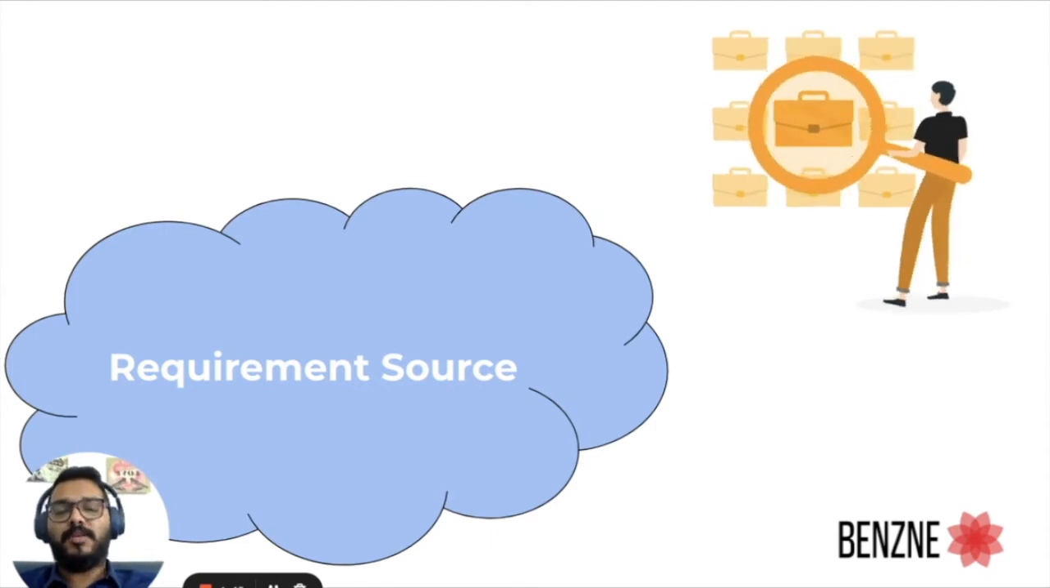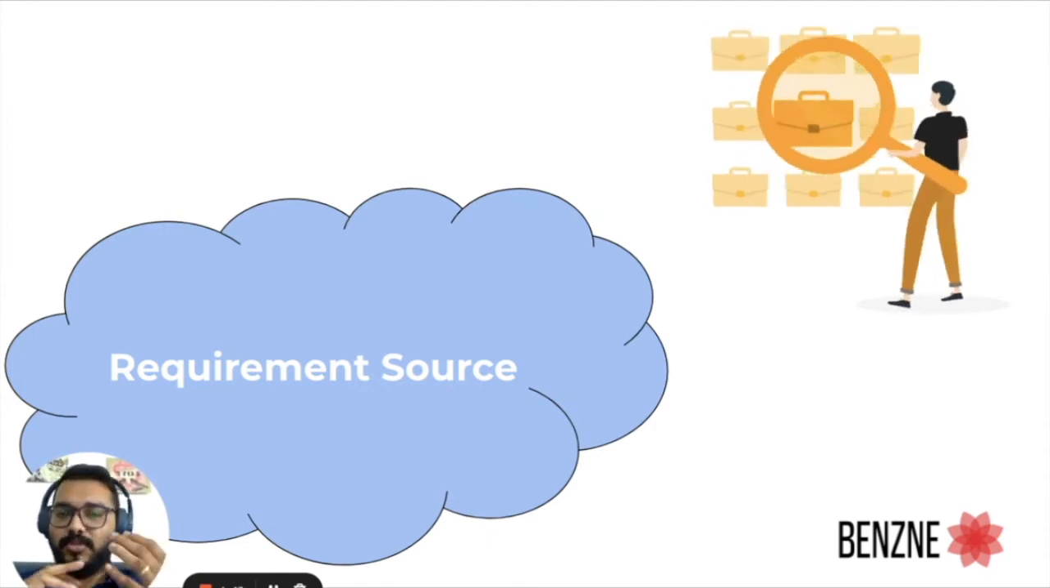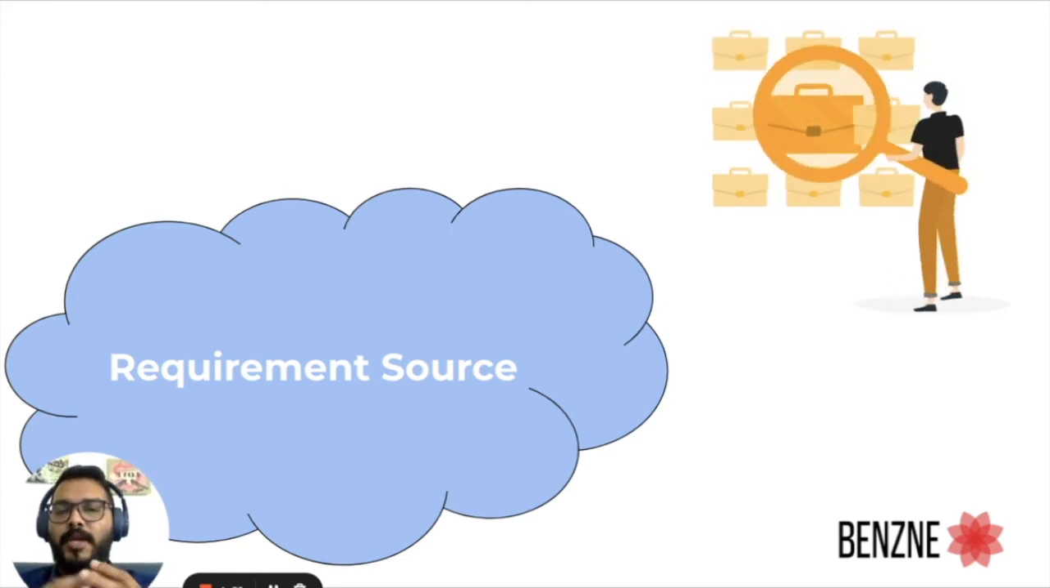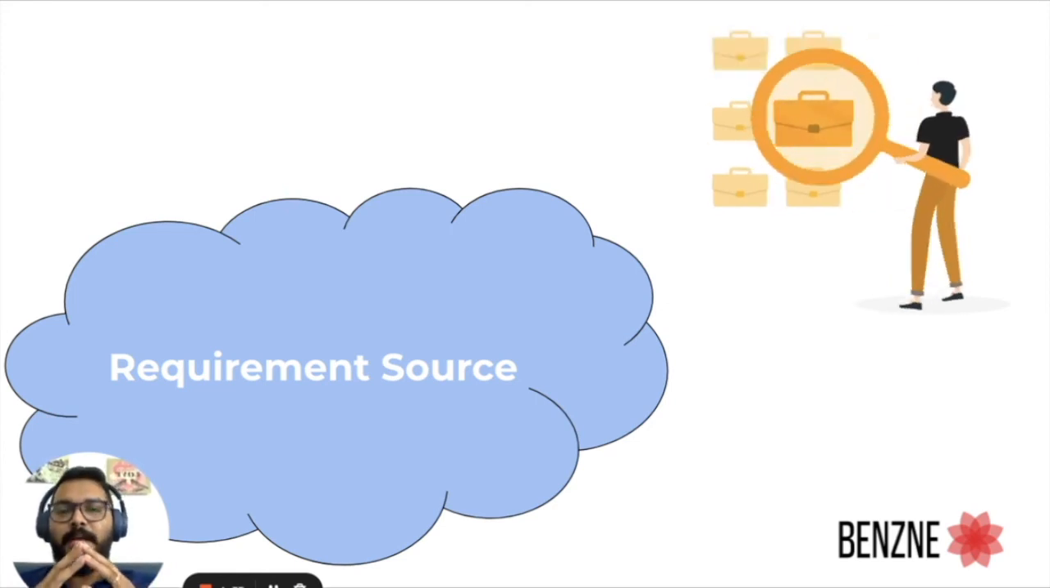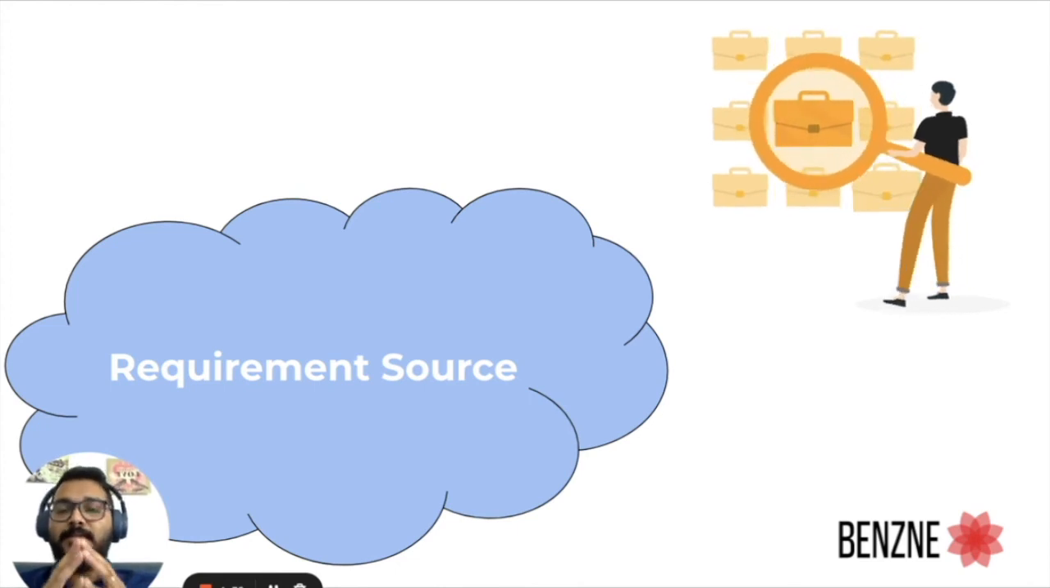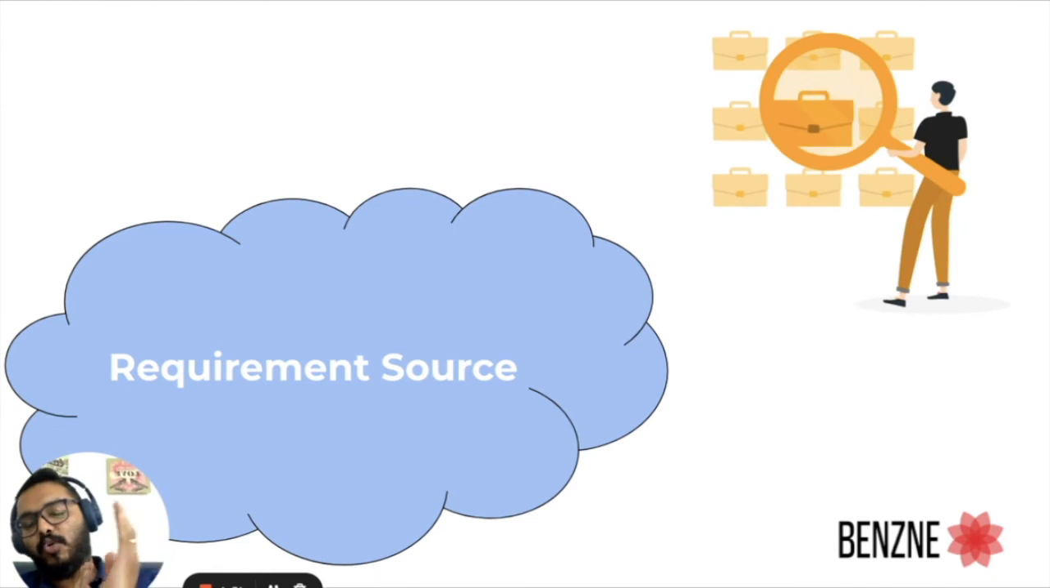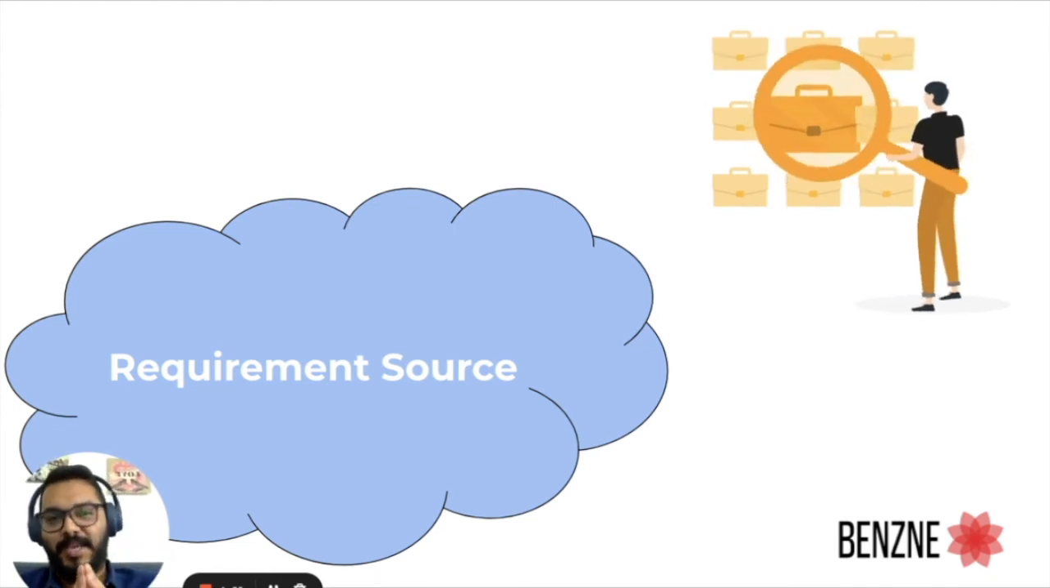The requirement source for product backlog could be your stakeholders, the consumers, or the feedback you've got. It is generally owned and managed by the product owner, while the requirement source for the sprint backlog is the product owner itself, once it is prioritized by him or her.